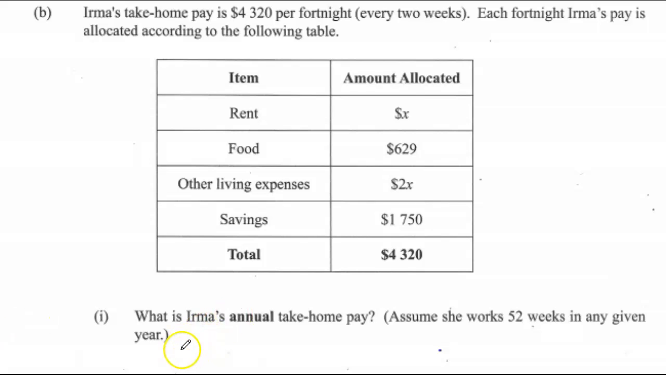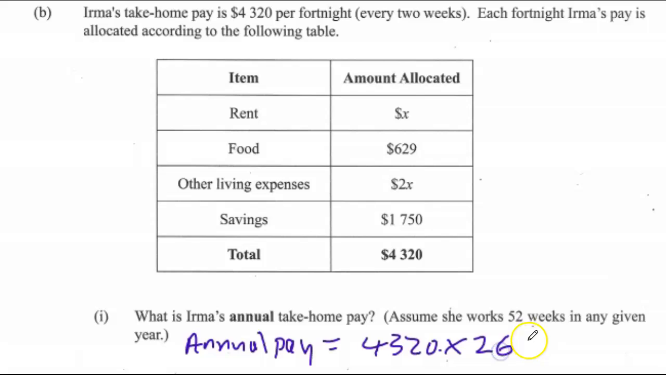So her annual pay would be $4,320 times, how many times would she have received this amount? 26 times. Because there are 26 fortnights in a year. Hence, her annual take home would be 26 times 4,320. Let's write that out. 26 times 4,320. And that's $112,320. Dollars, of course.